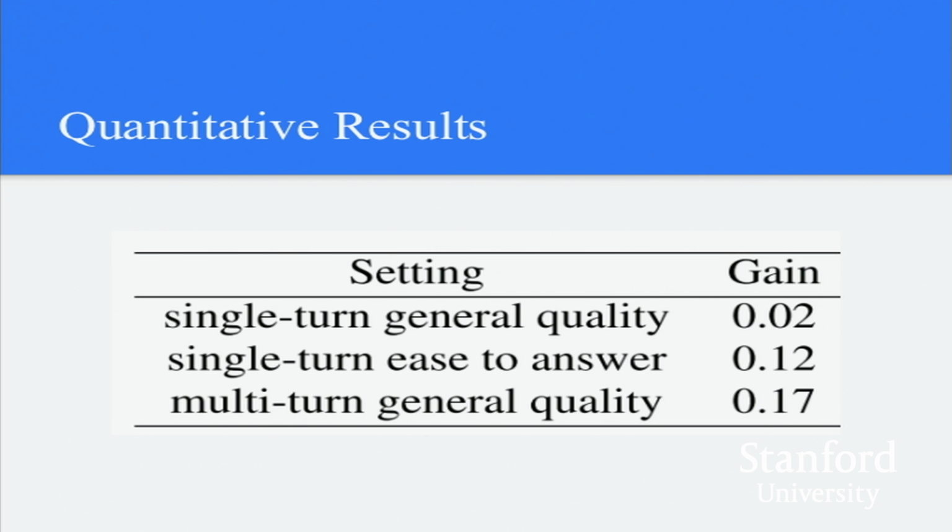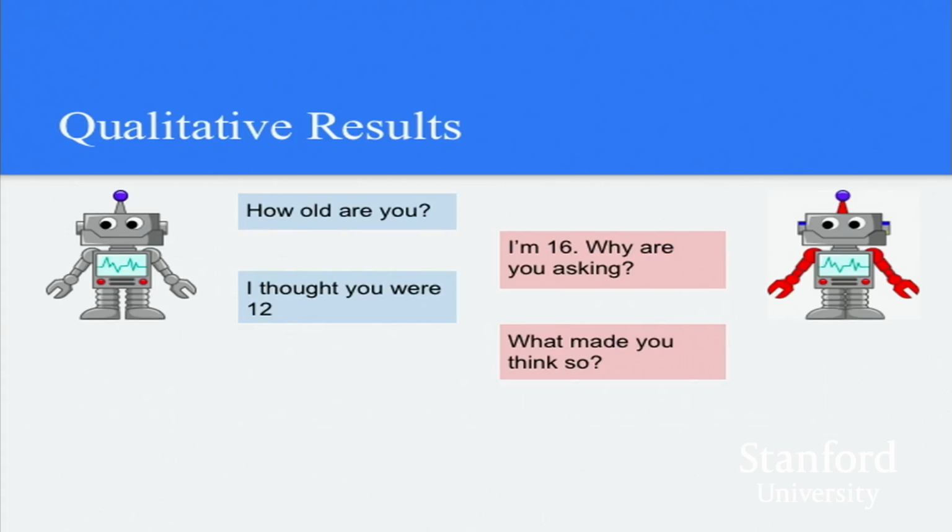Here a positive number means the reinforcement learning system did better. So you can see that humans thought that the reinforcement learned system was better, particularly at making messages that are easy to answer and also for the general quality of a several turn dialogue.